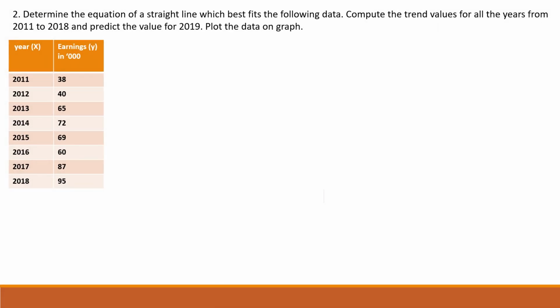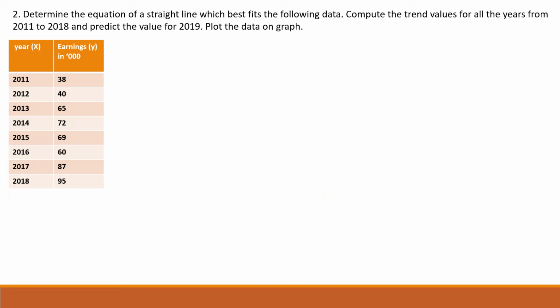Second question: determine the equation of the straight line which best fits the following data. Compute the trend values for all the years from 2011 to 2018 and predict the value for the year 2019. Plot the data on the graph. As in the previous problem, we have to calculate all those things. Here also year and earnings in thousands are given. Year is represented as x and earnings as y.